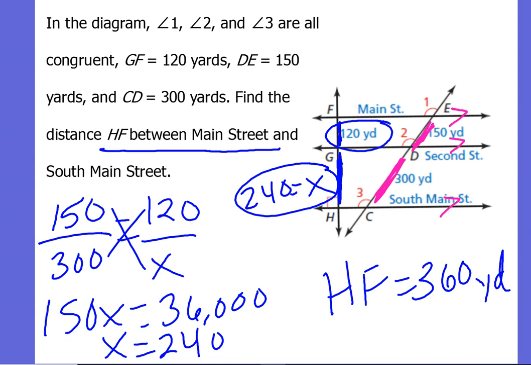So let's recap one more time. What did we do? We realized that since all three of these angles were congruent and they are corresponding angles, these three lines are parallel. Once these three lines are parallel, we use our three parallel lines theorem to set up that this piece ED is to DC just as FG is to GH. We set up the proportion to find this missing value of X. But it wanted the whole thing, HF, so I added them together, and that's where we got our 360 yards.